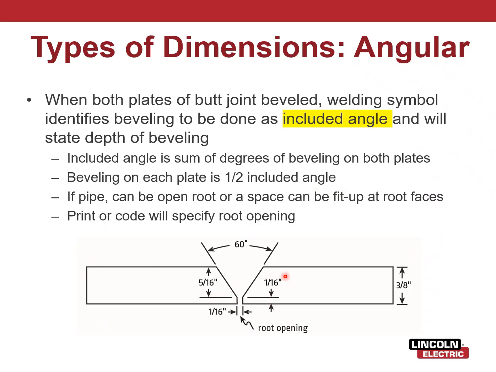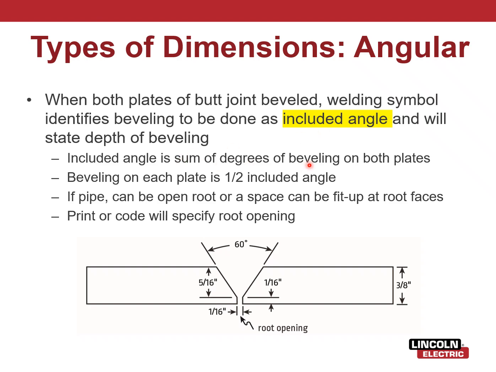When both plates of a butt joint are beveled, welding symbols should identify the bevel to be done as included angle. The included angle simply means both angles, right? This is not a 60-degree angle and a 60-degree angle. This is a 30-degree angle, a 30-degree angle, and the included angle is 60. So again, you structural guys, I'm sure a lot of you are doing your 7018 3G. You're probably doing a 22.5 bevel, a 22.5 bevel, and your included angle would be that 45-degree V opening. That's what the included angle is.